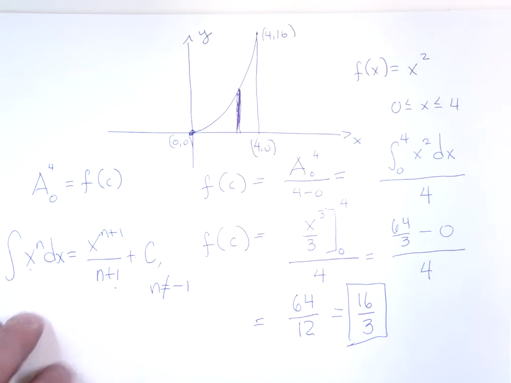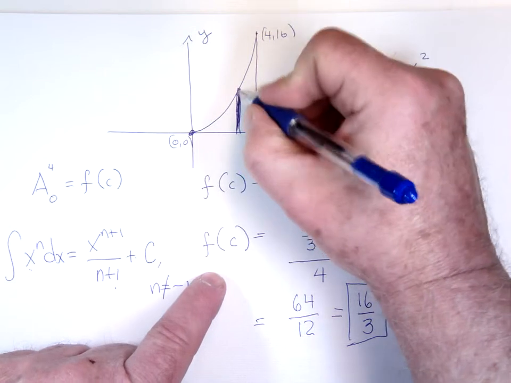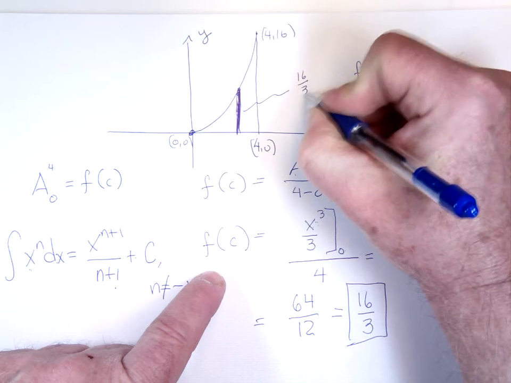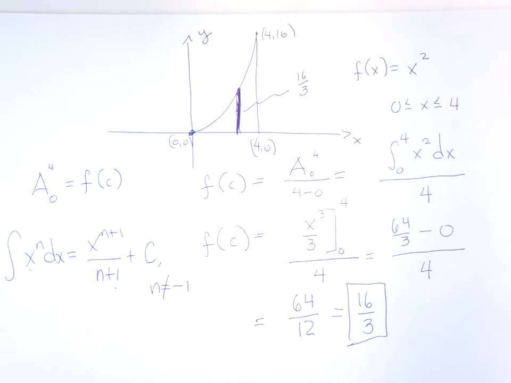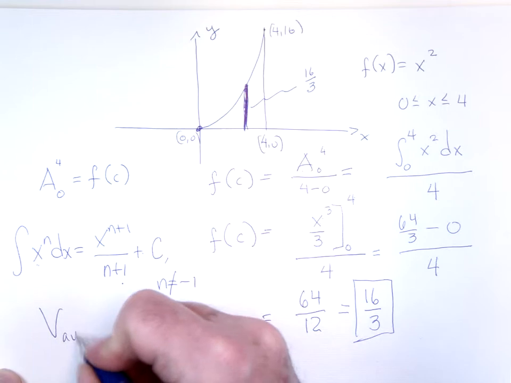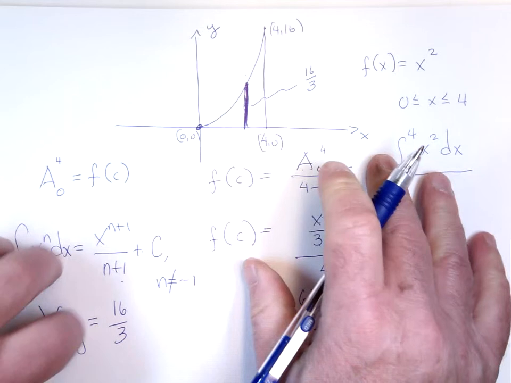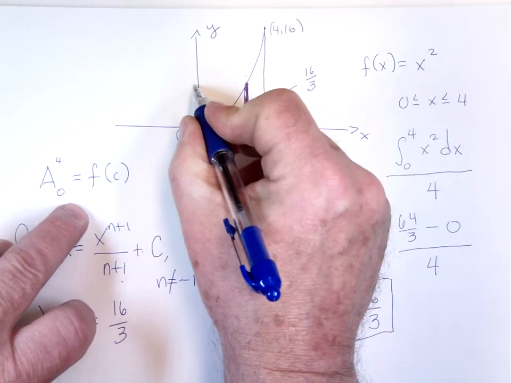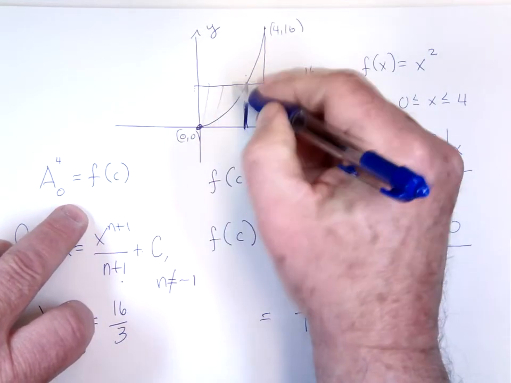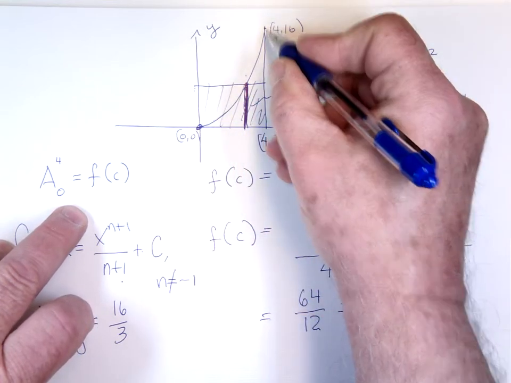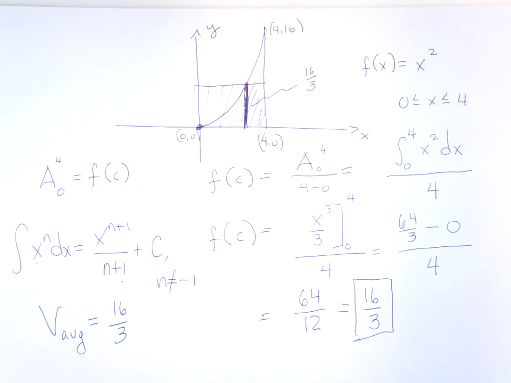Now, what is the 16 thirds? That's this height right here. That's the average value of this function. That height is the height of this rectangle whose area is exactly equal to the area under this curve. That's the height of that rectangle whose area is the area under the curve. It's called the average value of the function.